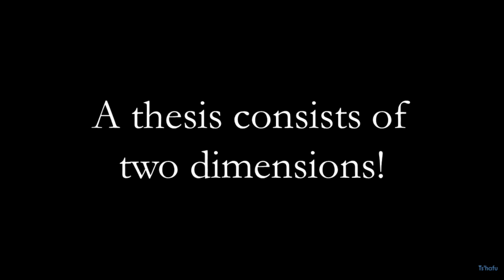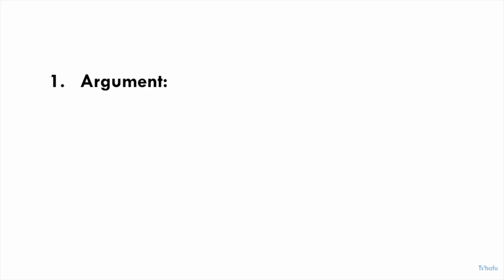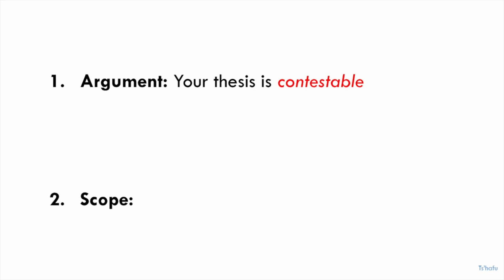We will say that a thesis essentially consists of two dimensions. There's on the one hand the argument dimension, and on the other, the scope dimension. By argument, I'm saying this. Your thesis has got to be contestable. Just as the word contestable suggests, something can be contested. So what do I mean by that?